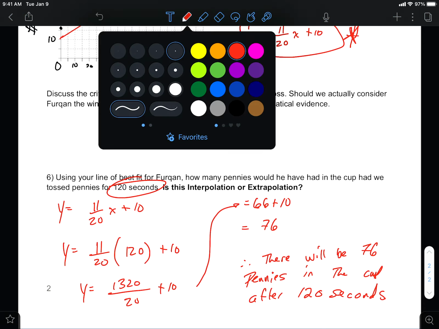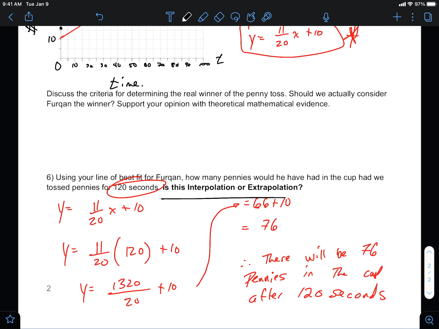Now, one final part. Is it interpolation or extrapolation?